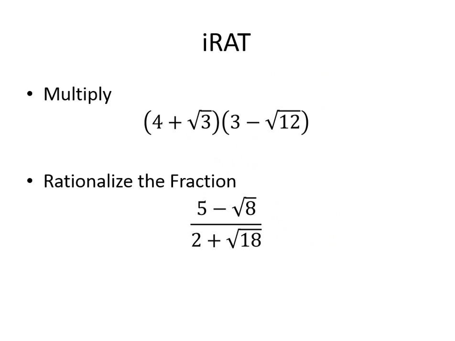All right, your IRAT, the first one: FOIL this top one through. And then the bottom one, rationalize the fraction so you do not have this radical on the bottom. So multiply by its conjugate.